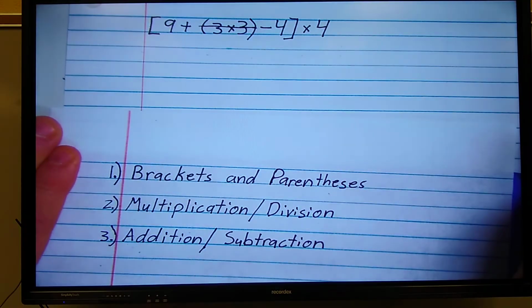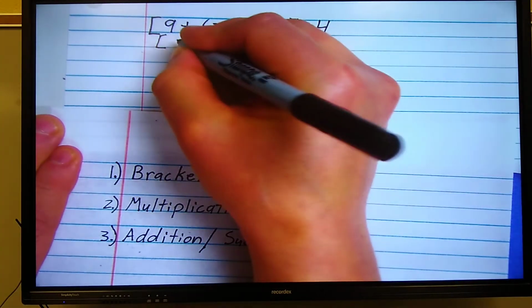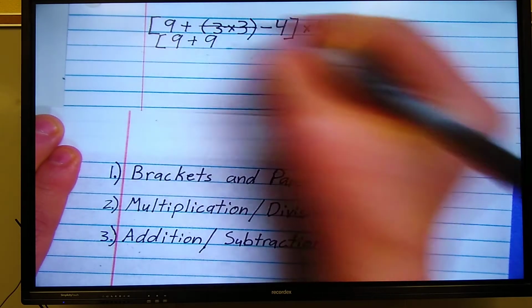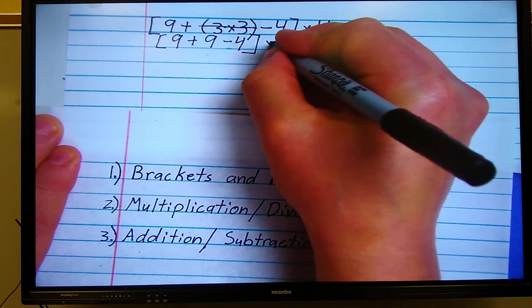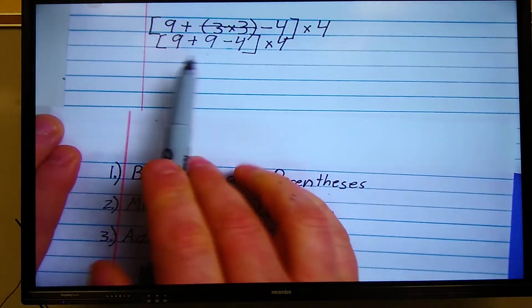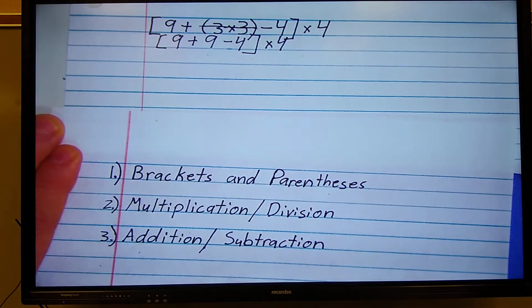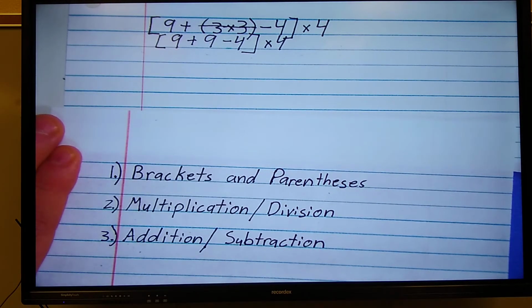3 times 3 is 9. Now notice what I do. I'm bringing down brackets. 9 plus, and then the answer to this, 9 minus 4, brackets, times 4. I'm not going to get rid of these brackets until I have solved everything inside the problem. Always bring down the brackets until you've done the last thing inside the brackets.